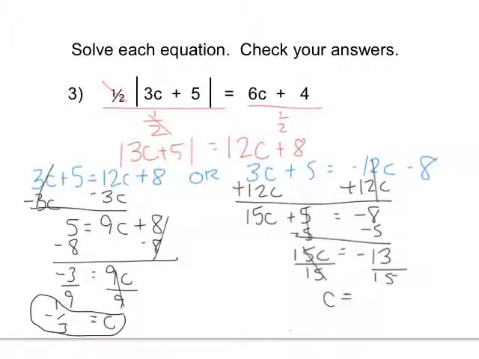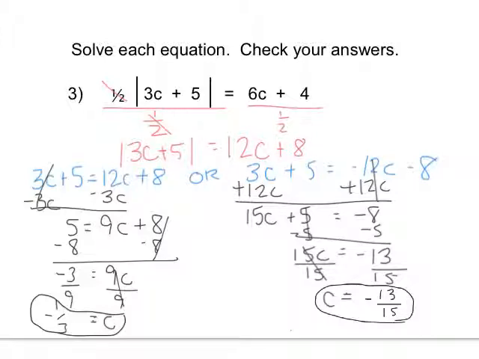And for the second one, we end up with -13 divided by 15, which 13 and 15 don't have a common factor, so this doesn't reduce at all. So we have another possible solution that's a fraction, -13/15.